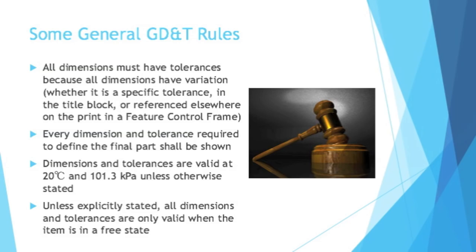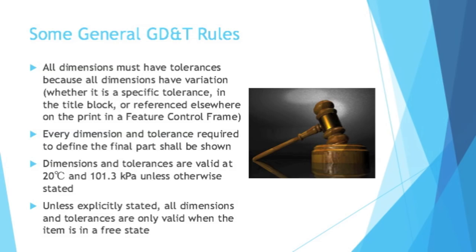Every dimension and tolerance required to define the final part shall be shown. So every dimension you need to know to understand the final part, you have to show it. Dimensions and tolerances are valid at 20 degrees Celsius and 101.3 kilopascals unless otherwise stated. That's pretty much room temperature. I mean, it may be slightly different, but it's just saying dimensions and tolerances are this temperature, unless otherwise stated.